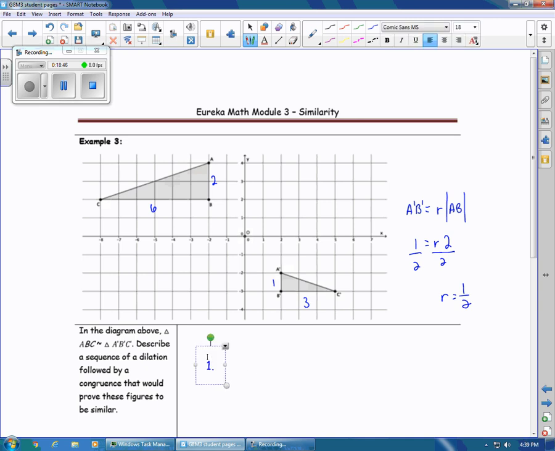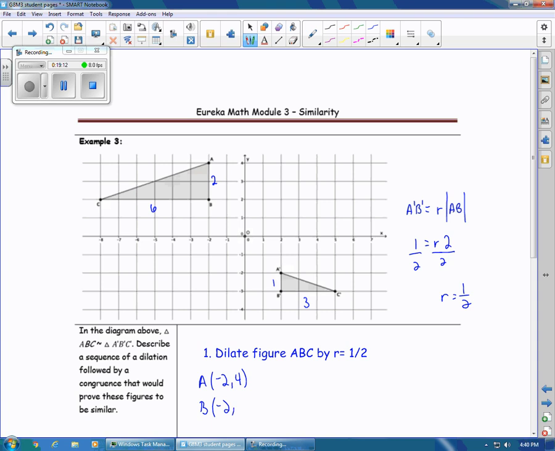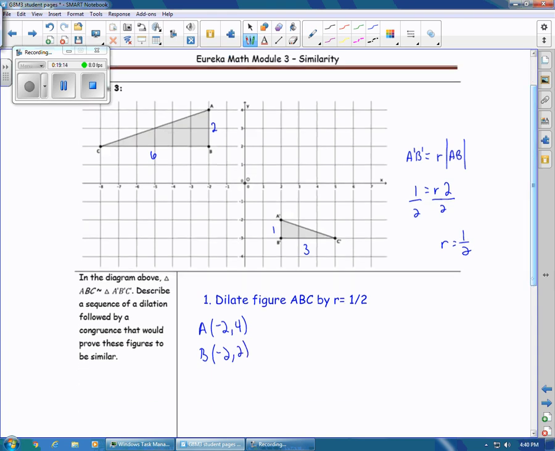So the first thing I need to do is take care of size. So I'm going to say 1, dilate, figure ABC by R equals 1/2. So figure out where your points are. A is at -2, 4. B is at -2, 2. And C is at -8, 2.